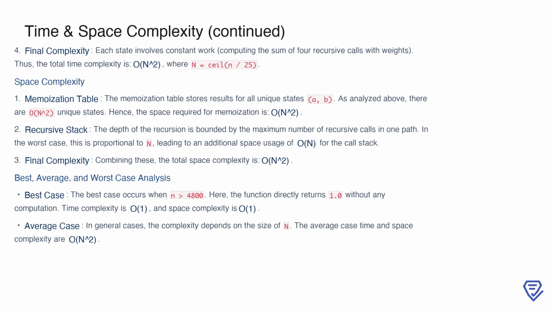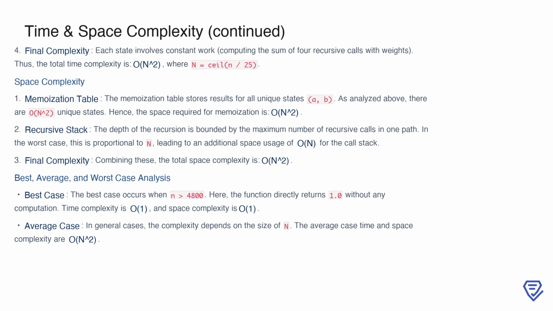Now, let's build on this analysis. Since each state involves a constant amount of work to compute the sum of 4 recursive calls, the total time complexity is determined by the number of unique states. With approximately n squared states, the overall time complexity is O(n squared), where n equals ceil(n/25). Shifting focus to space complexity, the memoization table stores results for all these unique (a, b) states. Since there are O(n squared) states, the space required for memoization is also O(n squared).